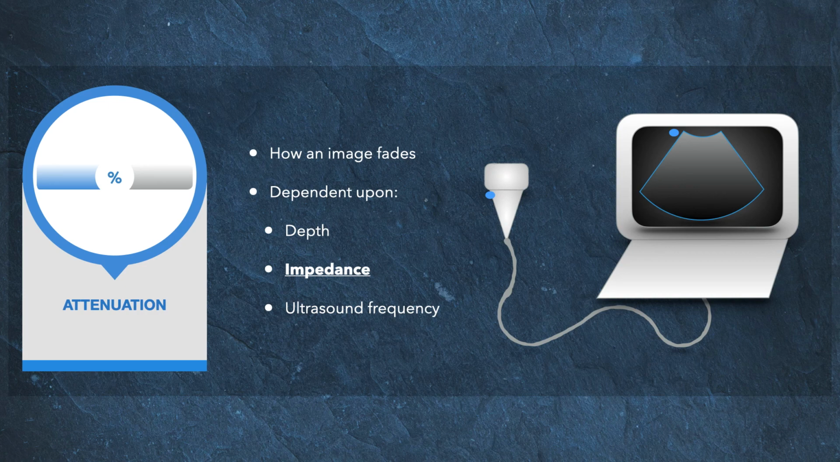Acoustic impedance is an important concept to understand because it is dependent not only upon the density of the tissue you are ultrasounding, but also the frequency of the sound wave itself. You can think of impedance as the resistance of the tissue to movement of the sound waves. Because it is dependent not only on the density of the tissue, but also the frequency of the sound wave, sometimes making an adjustment to the frequency of the transducer can accommodate for varying densities of tissue.